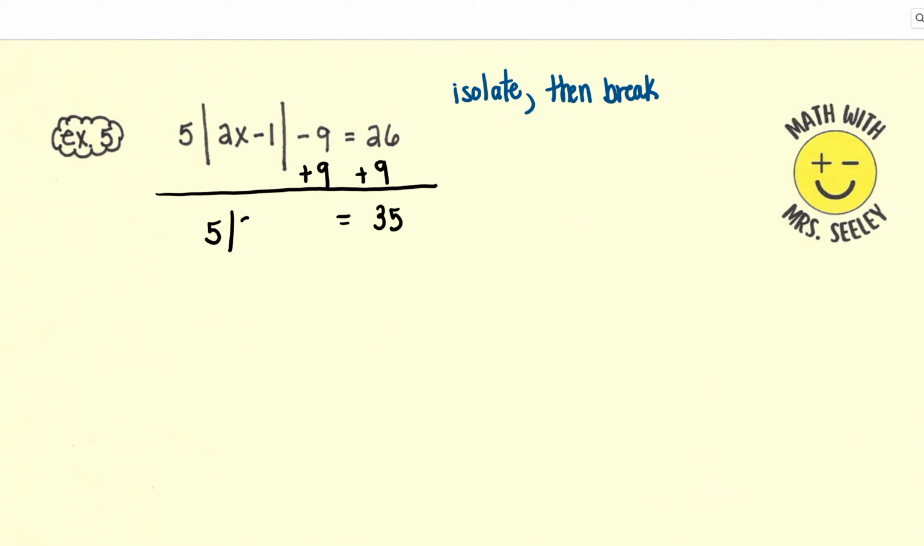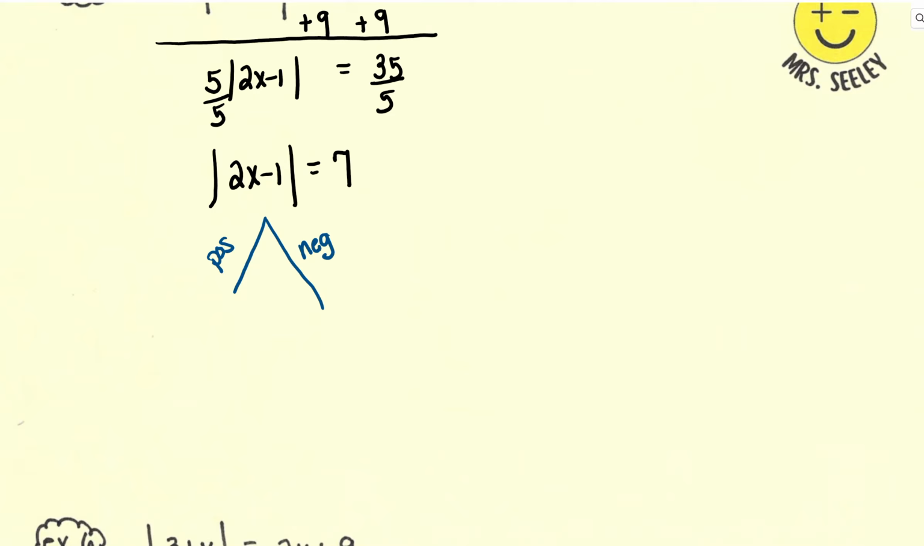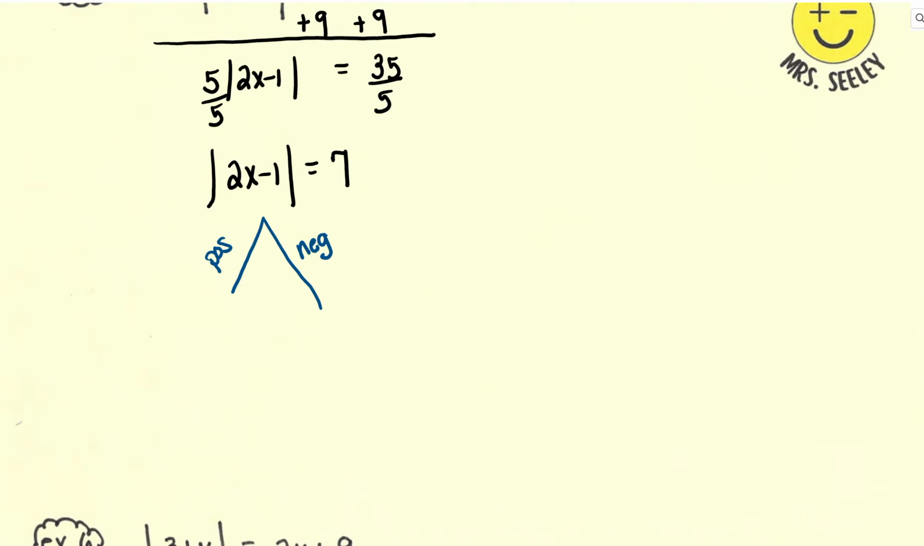So 5 times the absolute value of 2x minus 1. Now divide, because it was attached by multiply, so do a division. And you get 7. Now we can break it to the positive side and break it to the negative side. Notice that the only thing that you're changing is your 7. The 2x minus 1 is going to stay the same. Whatever's in your absolute value stays the same.